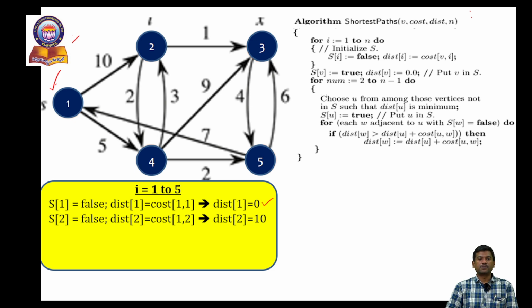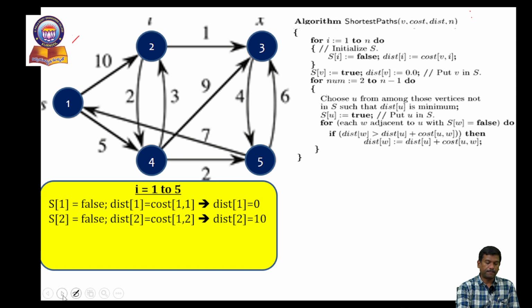So what is this cost of 1 comma 2? Cost of 1 comma 2 is equal to 10, because there is an edge connected from 1 and it is a direct edge. And that is the reason distance of 2 is equal to 10. That is how we got the value 10 for distance of 2. And this process continues for the next values of I.